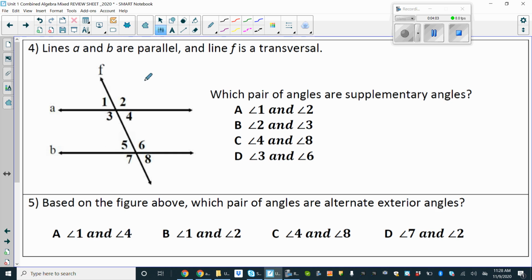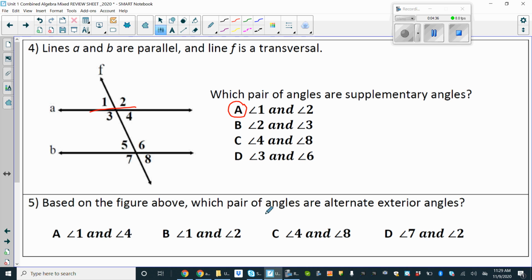Lines A, B are parallel, line F is a transversal, which pair are supplementary angles. So let's go through our answer choices. 1 and 2 create a straight line. The straight line equals 180 degrees, therefore those are our supplementary angles. 2 and 3 are vertical angles, they meet in the middle and are across from each other. 4 and 8 are corresponding. 4 is in the bottom right, 8 is in the bottom right. 3 and 6 are alternate interior angles. They're across the transversal and inside the parallel lines.